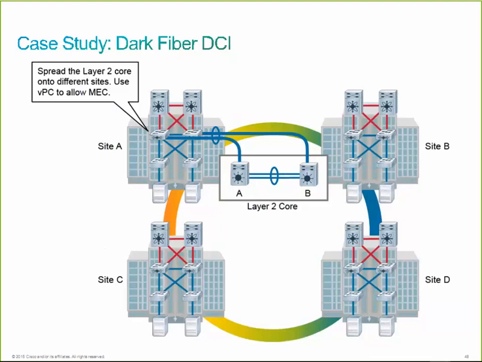right? For example, you can kind of see it in the diagram here, right? One of the aggregation switches is at site A. That's going to be connected to the layer 2 core A switch using a local link. The other aggregation switch at site A is connected to the layer 2 core B switch at site B using one of the available DWDM point-to-point links.